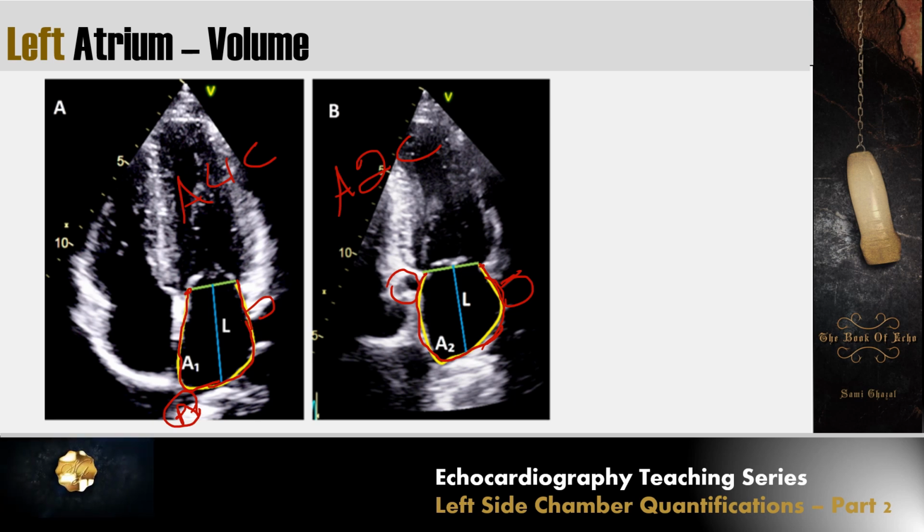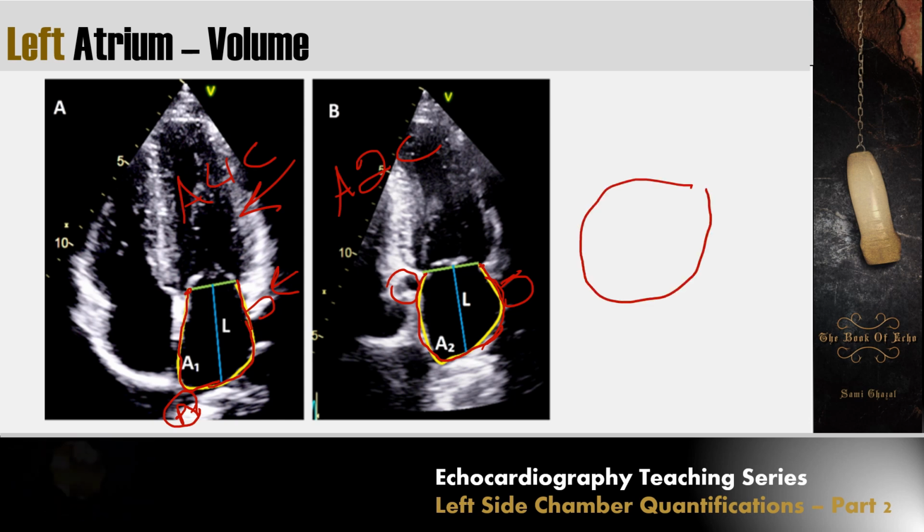Sometimes the LV and the left atrium don't sit in the same plane. So maybe you have to tilt or angulate the probe a little bit to cut the left atrium without foreshortening, to get the largest cut of the left atrium.